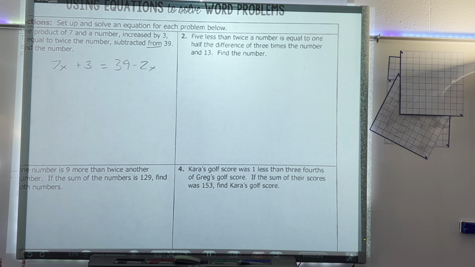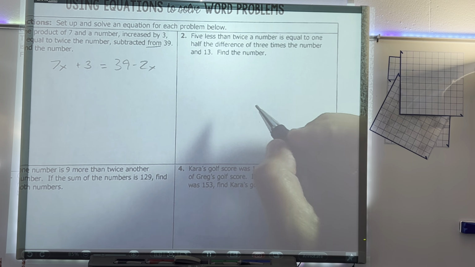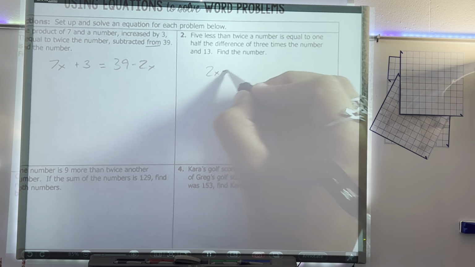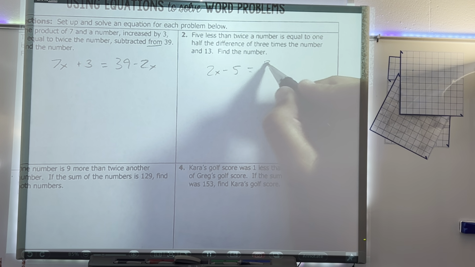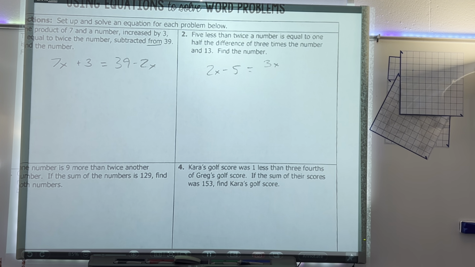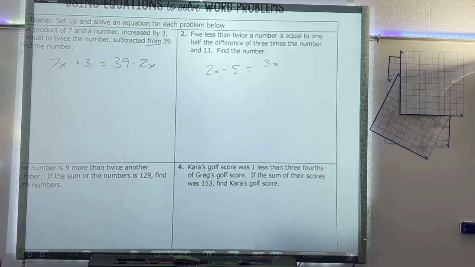This one, it says 5 less than twice a number. 2x minus 5. Okay. Is equal to half the difference of 3 times the number. 3x. It's equal to 1/2 the difference. So what is difference? Subtraction, okay, of 3 times the number. So what's that going to look like? 3x minus 1/2. Half the difference of 3 times the number.